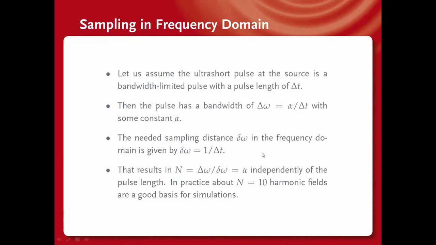You also know maybe from Fourier theory that the sampling distance in the frequency domain, so the small delta omega, is also inversely related to the time or to the pulse length. Now if you divide the large delta omega by the small delta omega, this gives you the number of sampling points or the number of harmonic fields which have to be propagated through the system. And then you see that the pulse length is cancelling out and there's just the alpha remaining. That means that for a bandwidth limited pulse, the number of harmonic fields which are required to sample the pulse very well is independent of the pulse length.